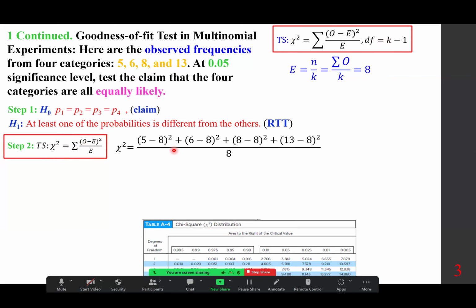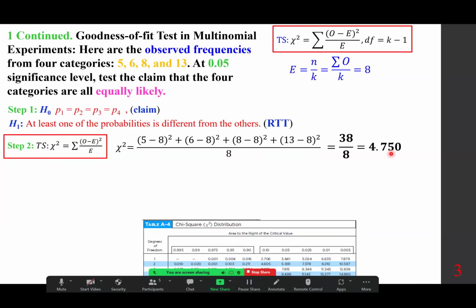Now you can do 4 fractions with the denominator being 8, or just 1 fraction with the denominator being 8. So when you do that, each one, 5 minus 8, 6 minus 8, 8 minus 8, and 13 minus 8, is squared. Add them up, divide by 8, the expected value, and that gives you 4.750. That is the test statistic.